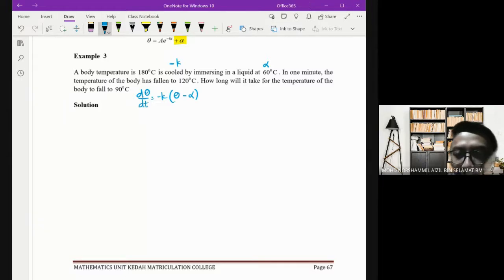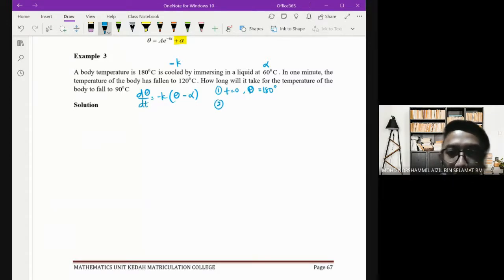Okay, soalan kata apa? How long will it take for the temperature of the body to fall to 90 degree? Sekejap lagi kita kena keluarkan condition ni. Kita kena keluarkan condition dulu sebenarnya ni. Condition number 1 is when t equals 0, the temperature theta is 180. Kena faham sebelum dia masukkan dalam liquid tu, at time 0 dia tak masukkan lagi. Maksudnya temperature tu 180.